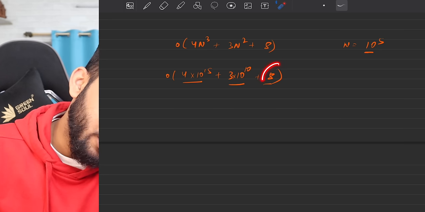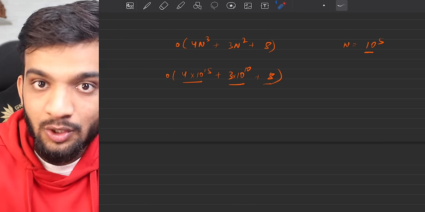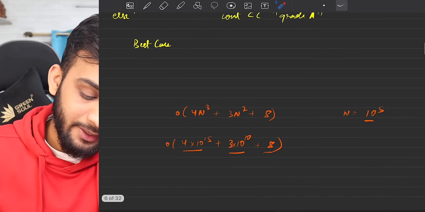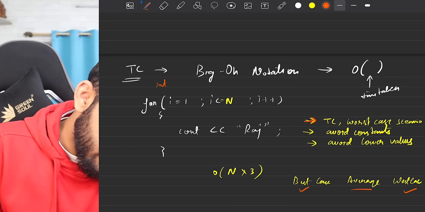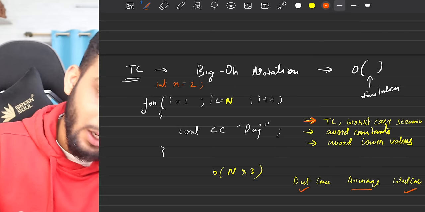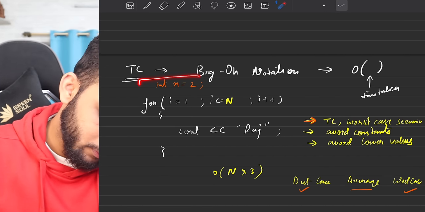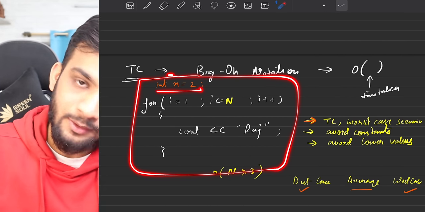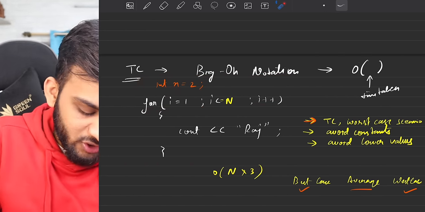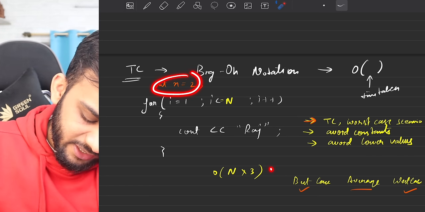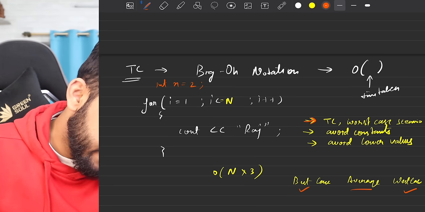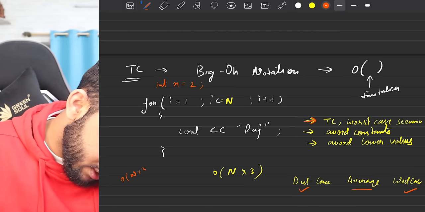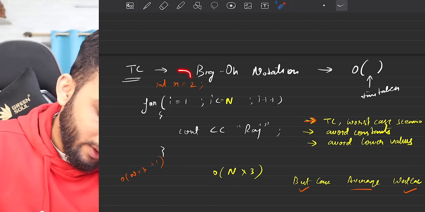That is why we do not consider constants. Now, in terms of code, imagine I say something like this: int x equal to 2. So this is the modified code: x equal to 2 and then the for loop. So this is one operation. It's something like n into 3 plus 1. The updated time complexity will be n into 3 plus 1 operation. And this is the one operation.